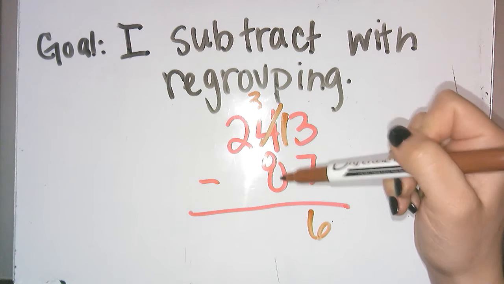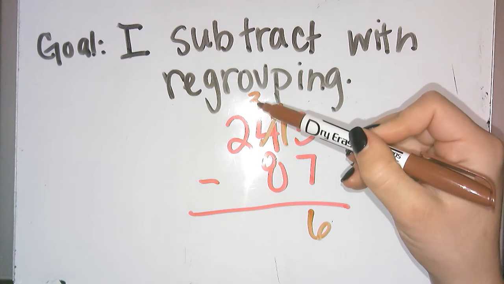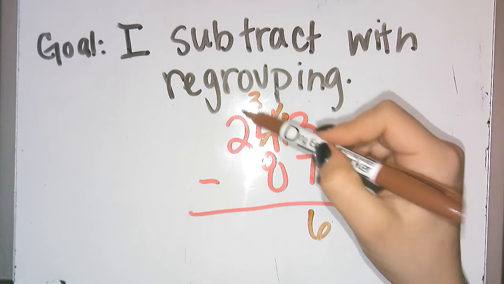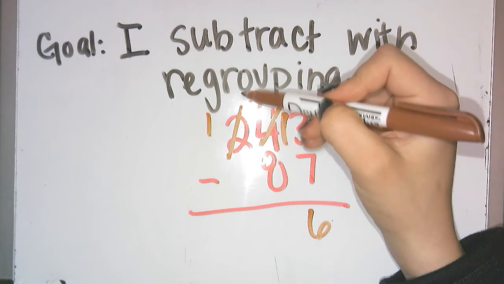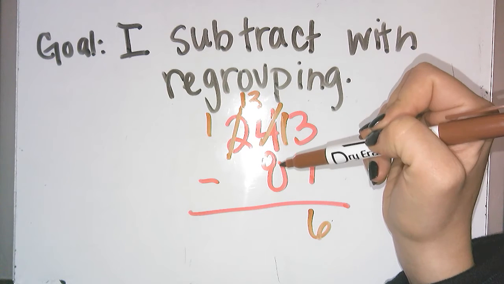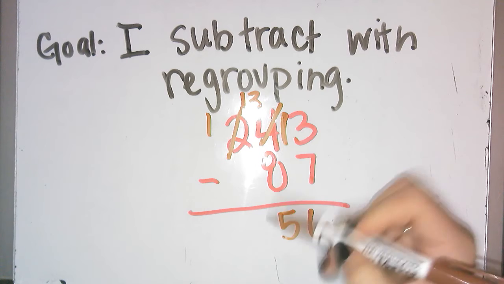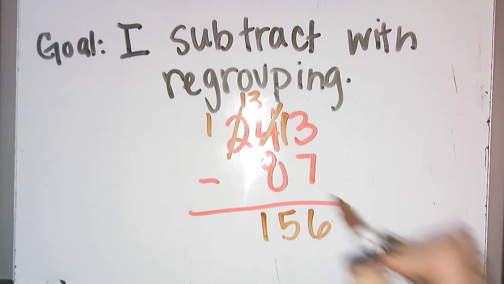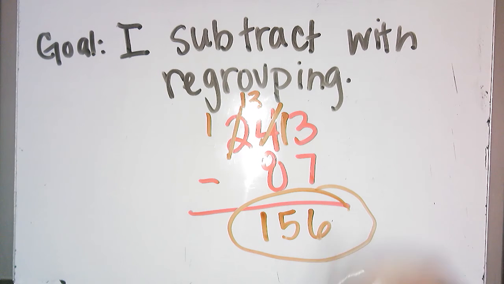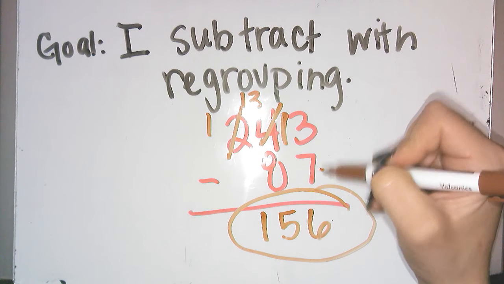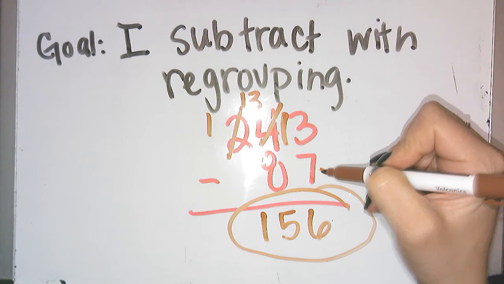And then I have 3 minus 8. Again, if I have 3 things, can I take away 8? I cannot, so I must regroup. I turn my 2 into a 1, and my 3 turns into a 13. And then I do 13 minus 8, which is 5, and 1 minus nothing, which is 1. So I get 156.